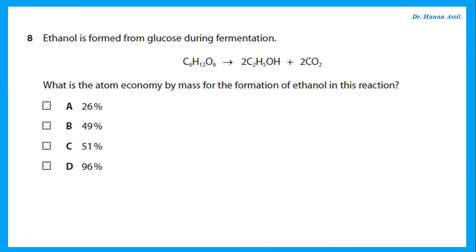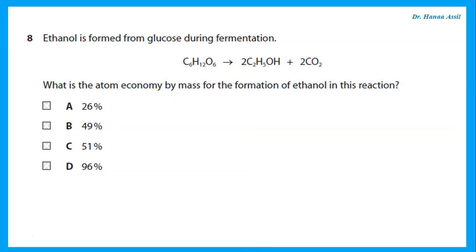Ethanol is formed from glucose during fermentation. What is the atom economy for formation of ethanol? How do we get atom economy? Atom economy is the MR of the required product over the MRs of all the products times 100. And please remember, when you're calculating atom economy, you take into account the coefficients.